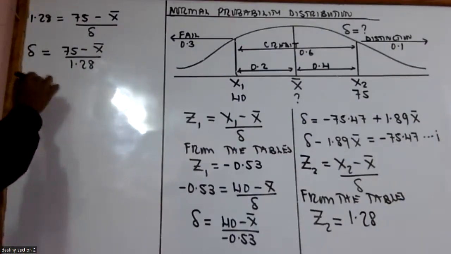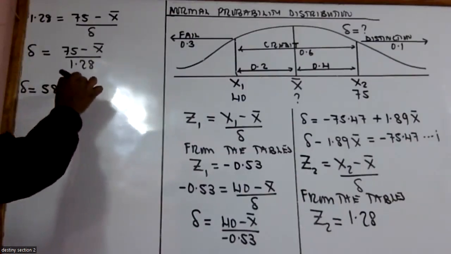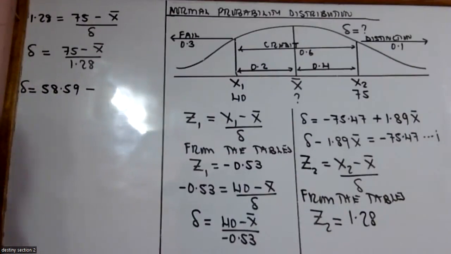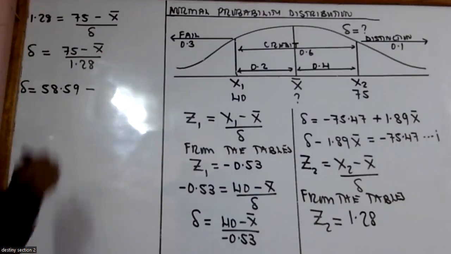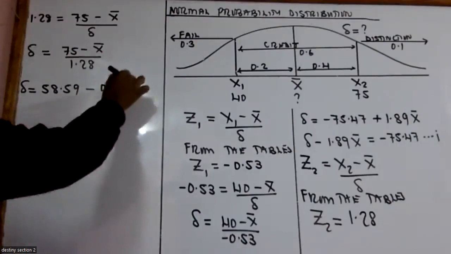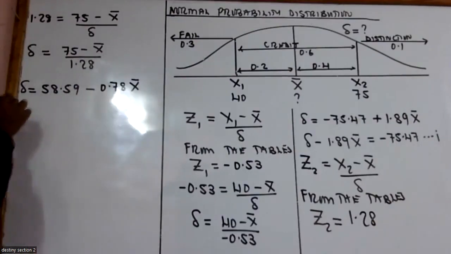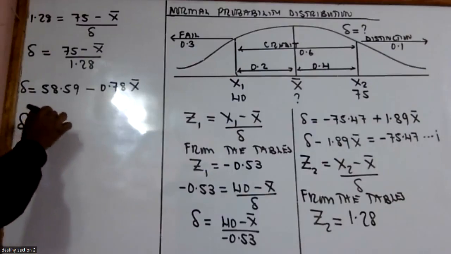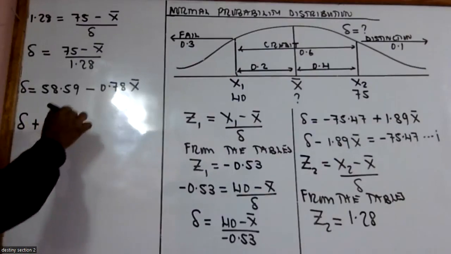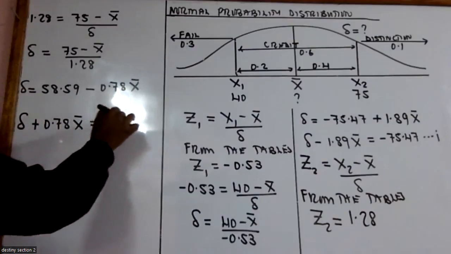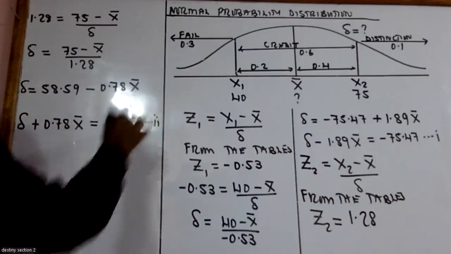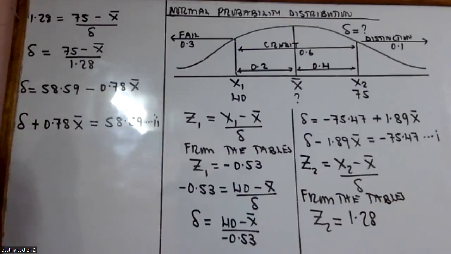So this becomes standard deviation is equals to, tell me, 75 when it's divided by 1.28. 58.59 minus 1 divided by 1.28, 0.78 x bar. So this then becomes standard deviation plus 0.78 x bar is equal to 58.59, and this one becomes equation number 2.